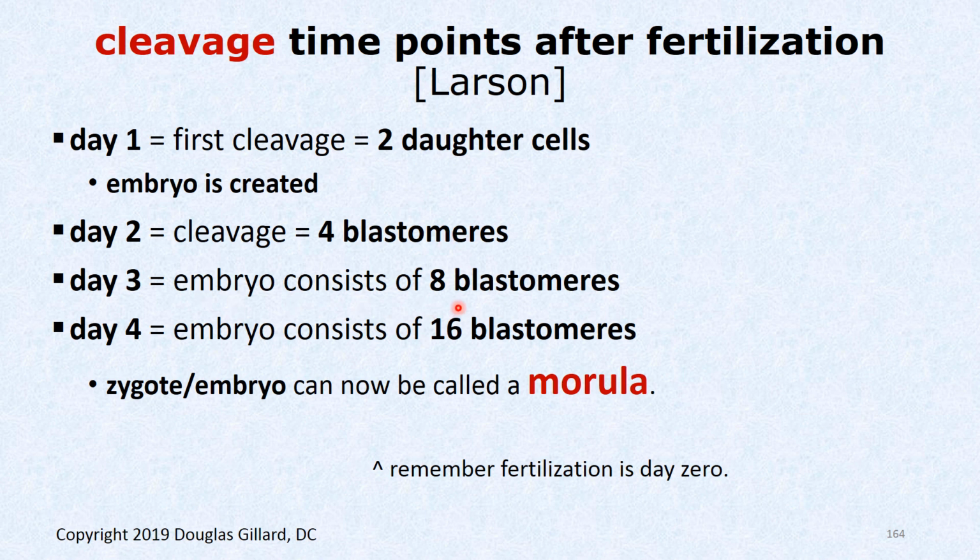Day 3, all of these divide again. On average, you get an 8-blastomere little zygote or embryo. Day 4, you reach the 16-cell stage, and for us, we're going to say the morula is born. And we'll see what happens to the morula next week.